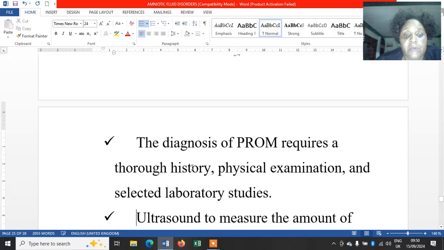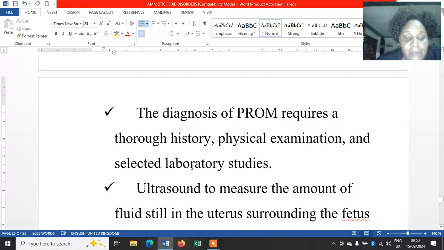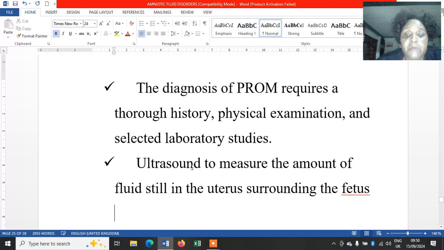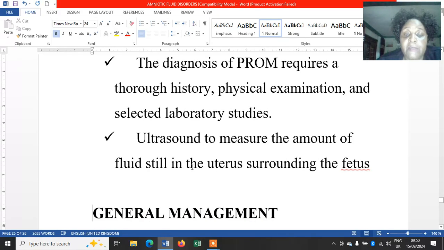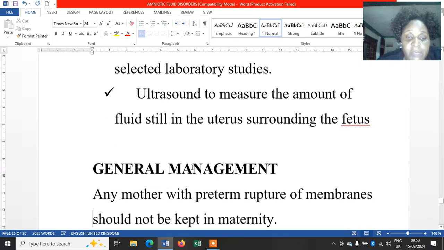So, diagnosis. How can we diagnose? History taking, physical examination, and laboratory, as usual. So the ultrasound, we shall measure the amount of fluid which is still surrounding the fetus. And if we detect that there is premature rupture of membranes, we can assess, is it now oligohydramnios or is it still in normal measurements?